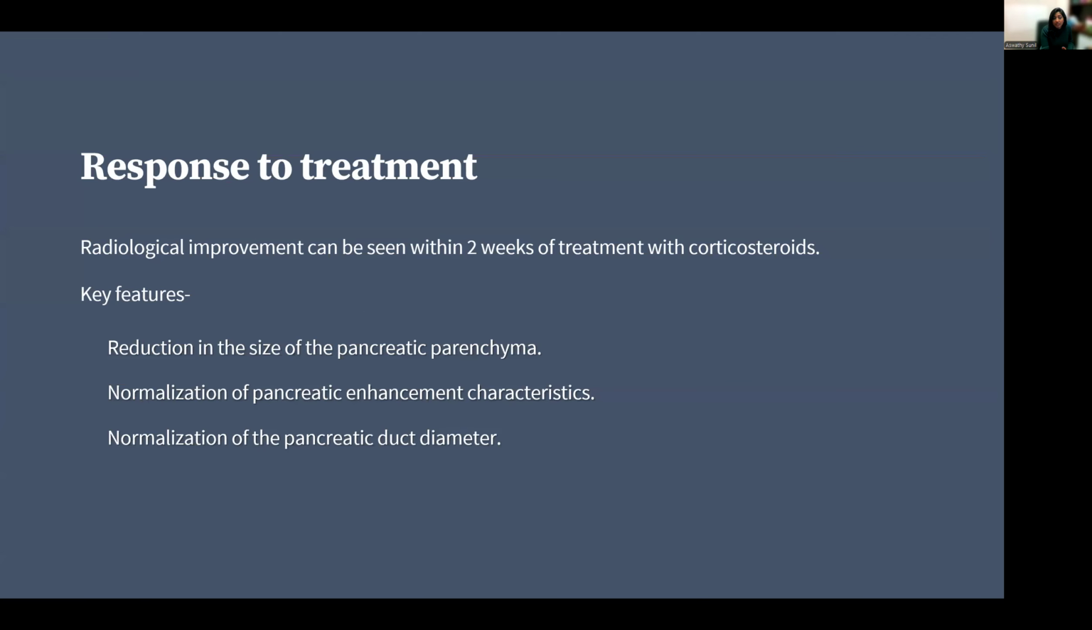Response to treatment. Radiological improvement can be seen within 2 weeks of treatment with corticosteroids. The main features include a reduction in the size of the pancreatic parenchyma, normalization of the pancreatic enhancement patterns, and normalization of the pancreatic duct diameter.